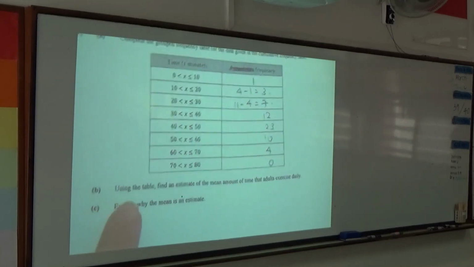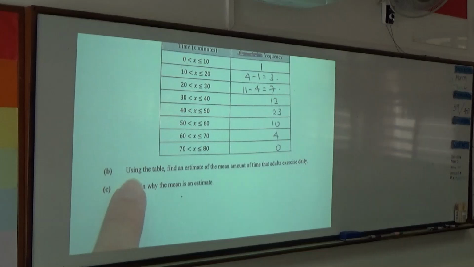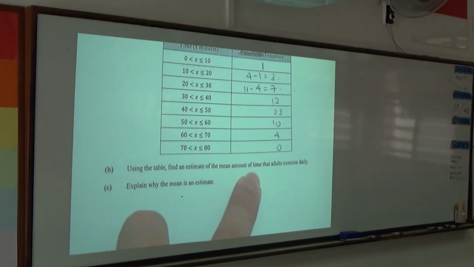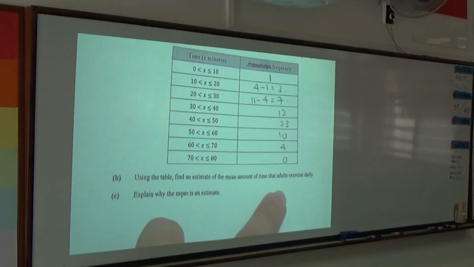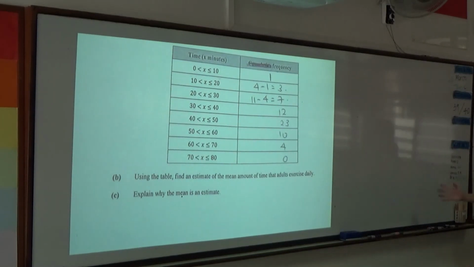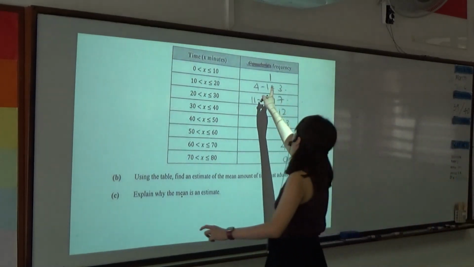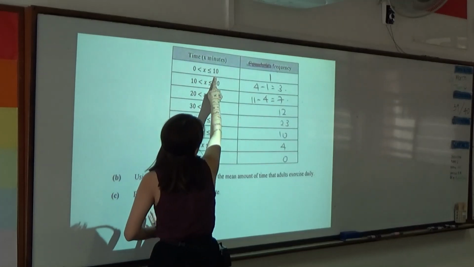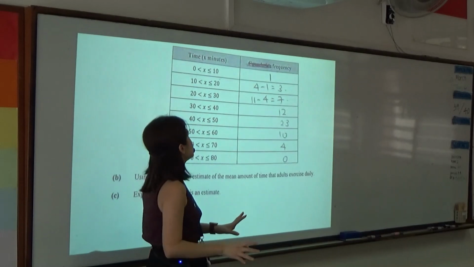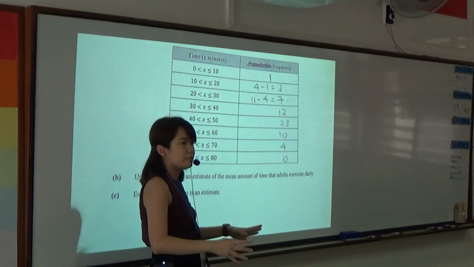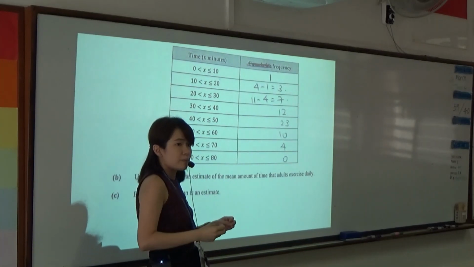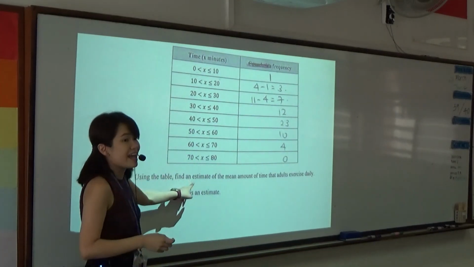So regardless, looking at part B now, we want to find the estimate of the mean amount of time that the adults exercise daily. Based on this data, from all the information that we are given, I can only know that only one adult exercises between 0 to 10. For this one adult, I do not know whether they are exercising 0 minutes, 1 minute, 2 minutes, 2.3 minutes, 2.5 minutes. The exact data I do not know. So that's why I can only go about estimating.